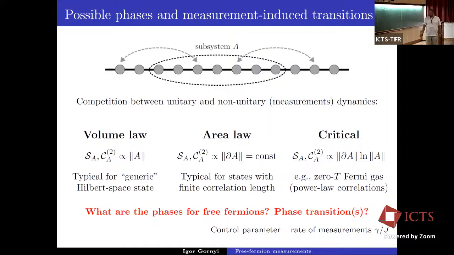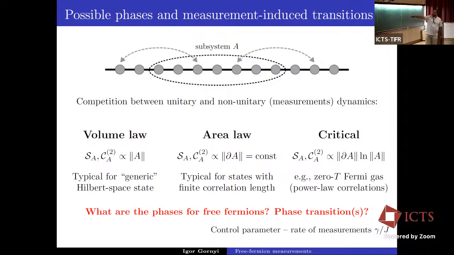So what can one expect from the behavior of the system under measurements? This competition between the unitary and non-unitary measurement-induced dynamics may lead to the emergence of a volume law phase, when the entanglement entropy grows as the volume of the subsystem. And this is typical for generic excited states in the Hilbert space. The entanglement entropy can show the area law, being proportional to the area of the subsystem, which in 1D is just a constant.